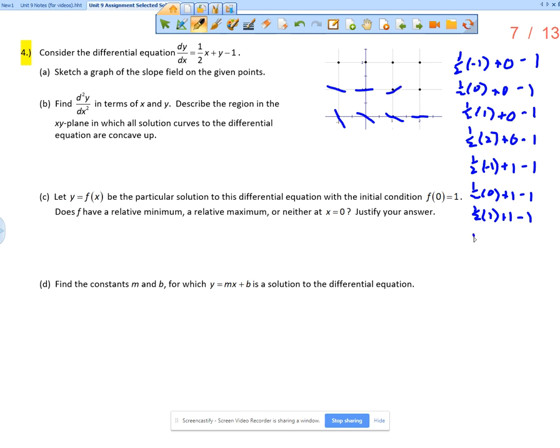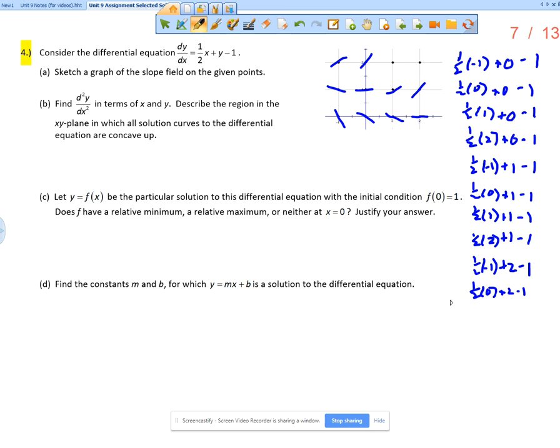Then over here, half of 2 plus 1 minus 1. Half of 2 is 1, so that'd be a slope of positive 1. Here, negative 1, 2. Half of negative 1 plus 2 minus 1. Half of negative 1 is negative 1/2, plus 1 is positive 1/2, so it'd have a slope of positive 1/2. Now 0, 2. Half of 0 plus 2 minus 1, that's a slope of positive 1.